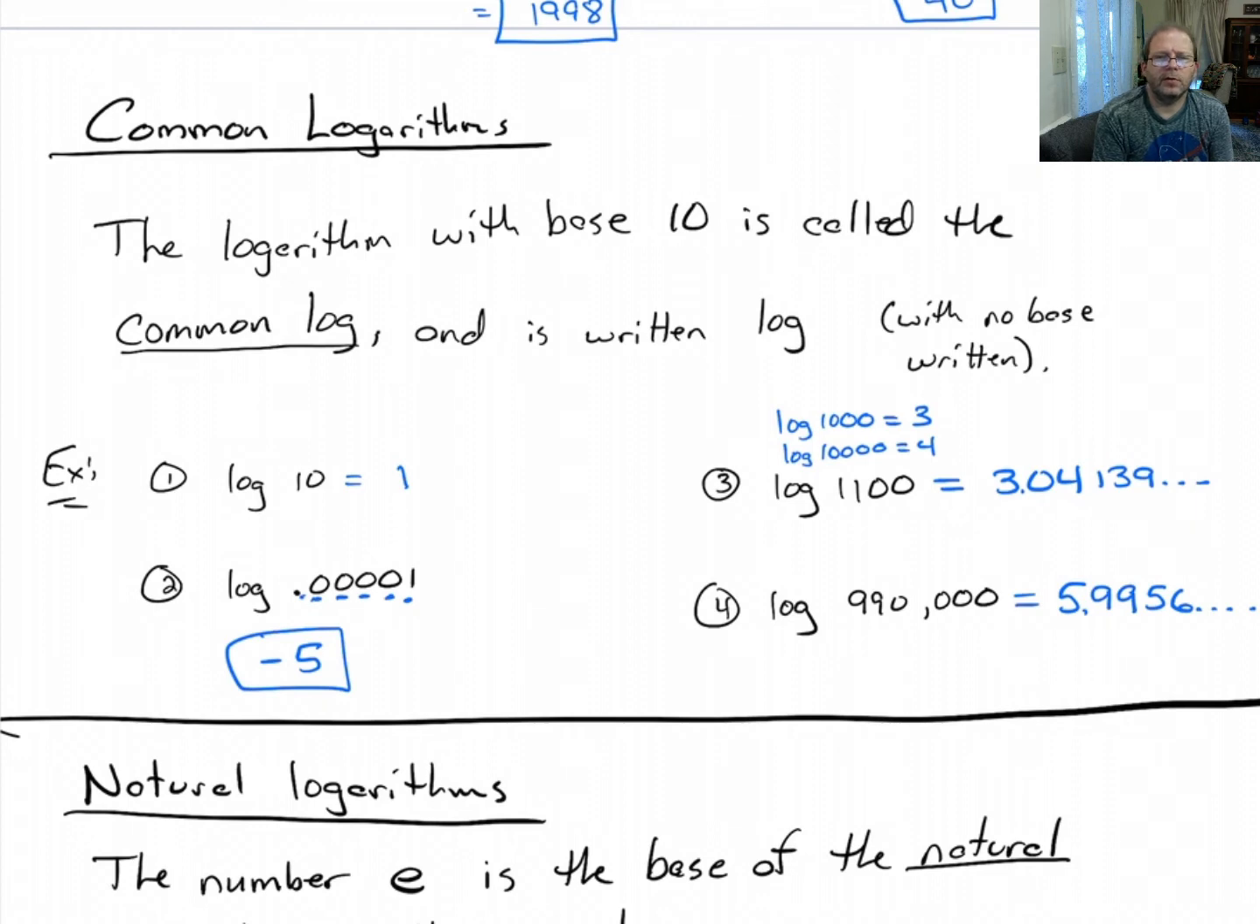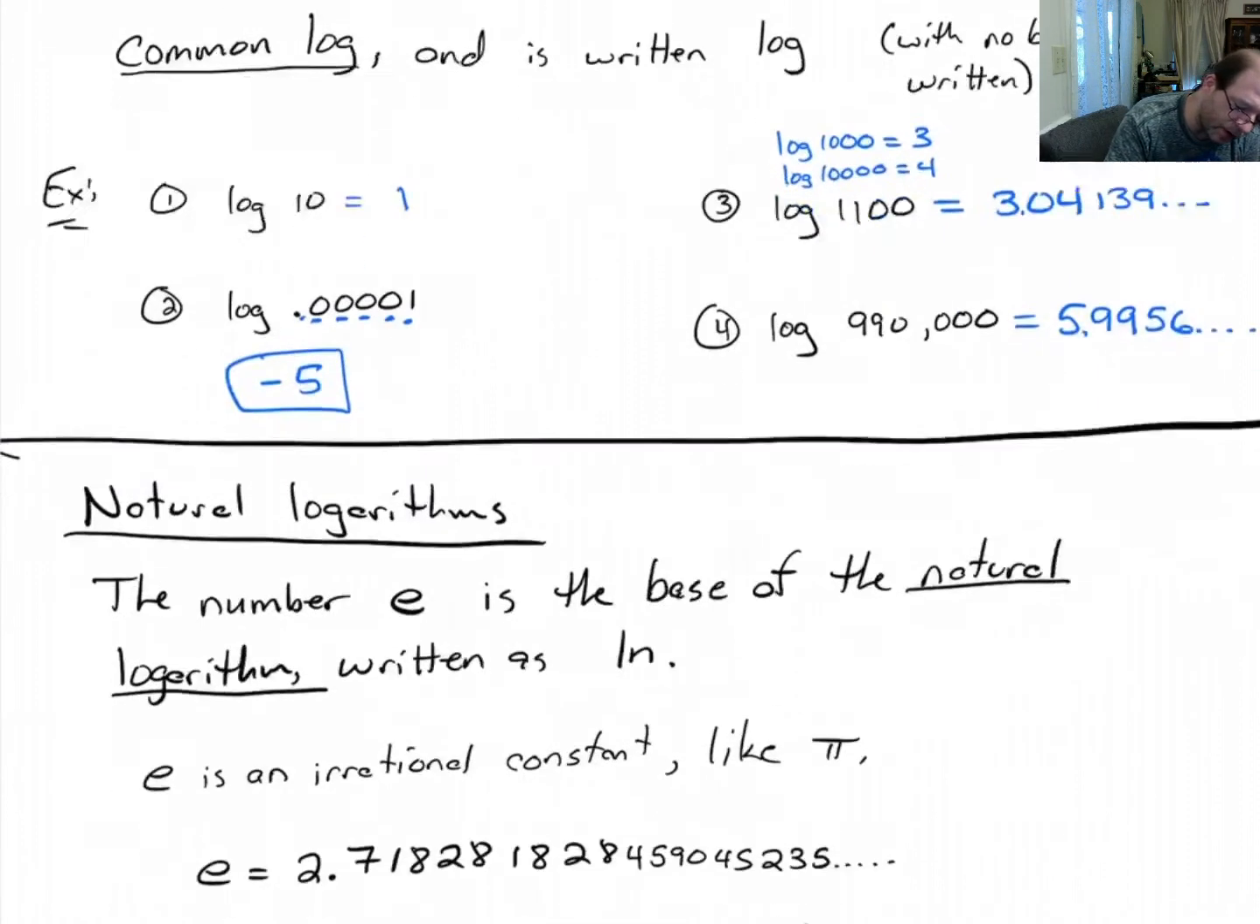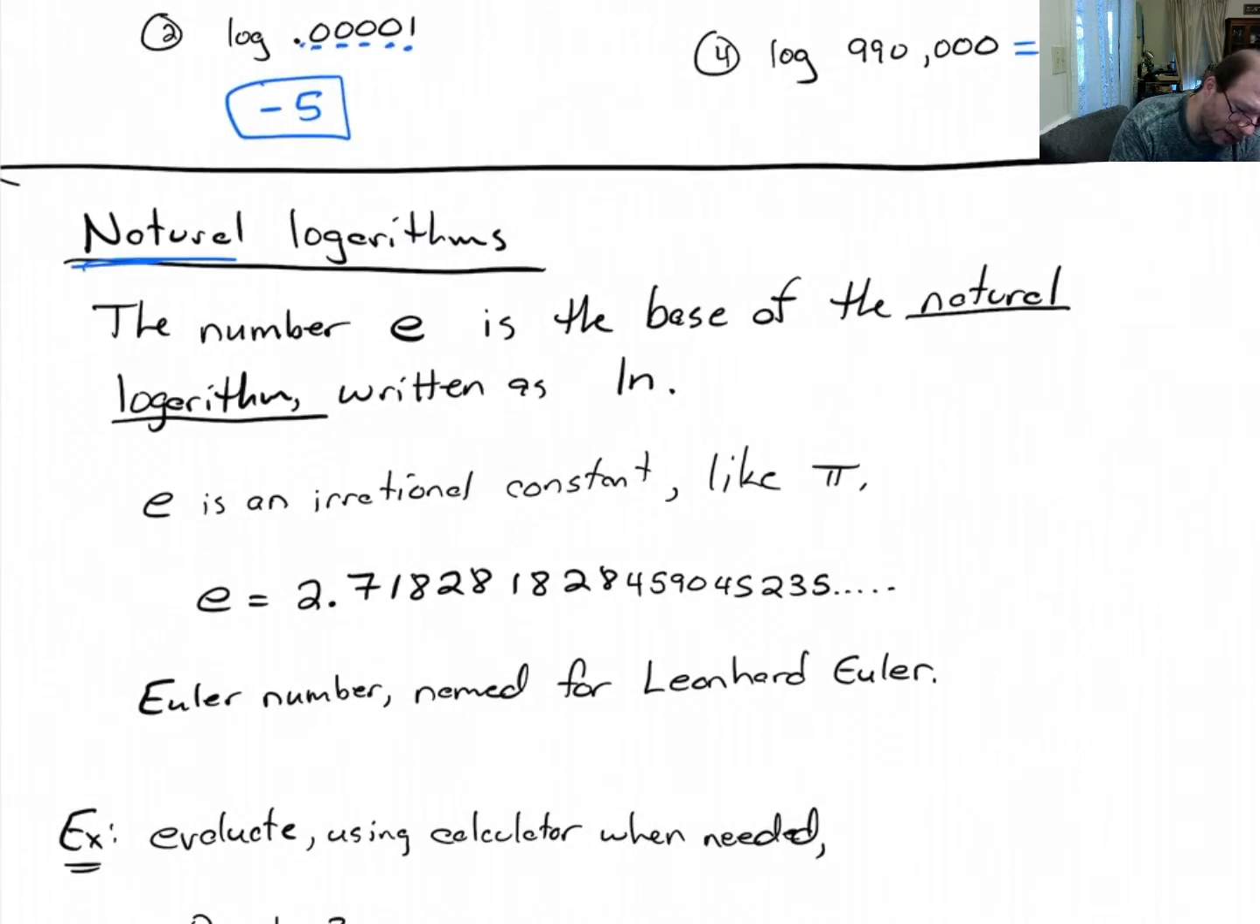Napier. If you look up Napier's bones on Wikipedia or something, you can read about some early tools that were made for calculating logarithms. But that's the common log, one of the two that we use often. The other one is the natural log.